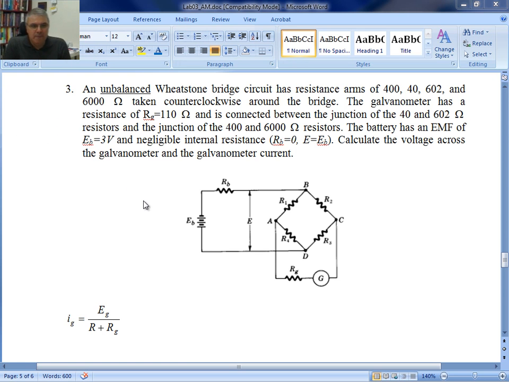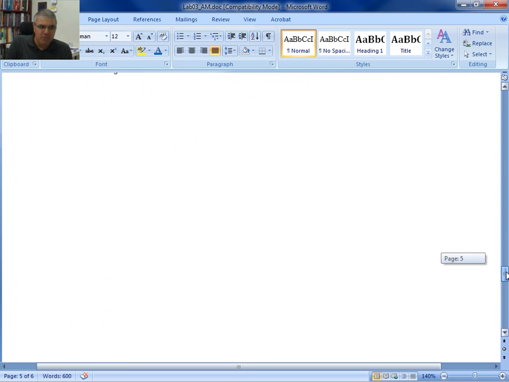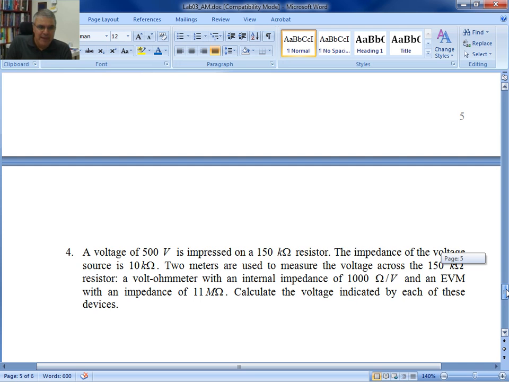So knowing R and R sub G, where R was the equivalent R that we just discussed a few minutes ago, and in this case R sub G would be 110 ohms, and R sub B is 0. That makes our job easier. And really, that's all you need to do: calculate the voltage across the meter and the meter current. Then we go to the fourth problem, which is the last problem of this lab.